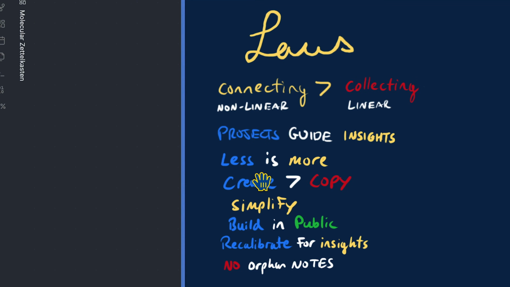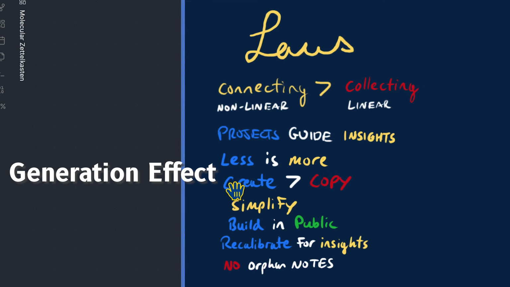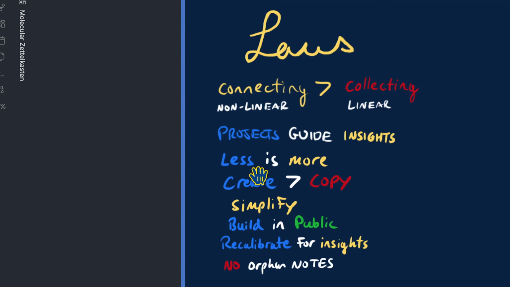You want to write your own words when you're writing down notes. You don't want to just copy something verbatim. This is called the generation effect, where by writing in your own words, by converting a quote into something that actually has meaning to you, you're far more likely to remember that information as knowledge. If you just copy it down, it's likely to just flit out of your head.